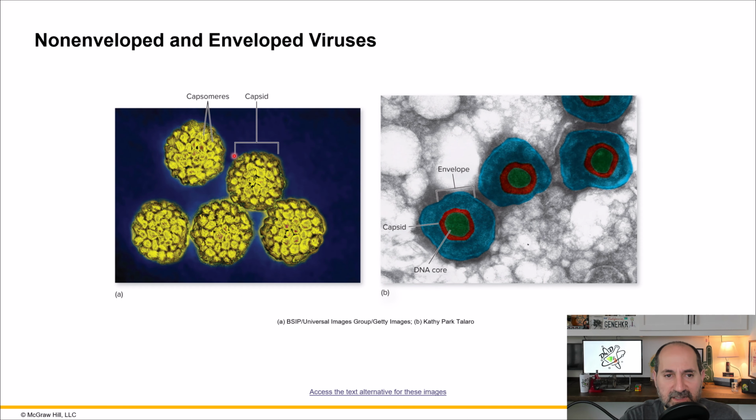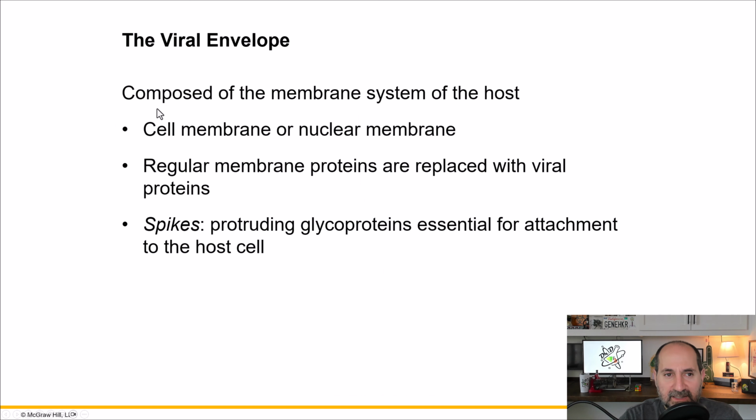Again, you can have naked viruses. You can have enveloped viruses. The envelopes can be loose, like this virus here. The envelope can be loosely associated with the virus. Some viruses have envelopes which are tightly associated with the virus. Again, the viral envelope is composed of membrane from the host because the virus kind of stole the host's membrane. And then there are spike proteins protruding from the membrane, and these spike proteins allow for attachment to the host cell.